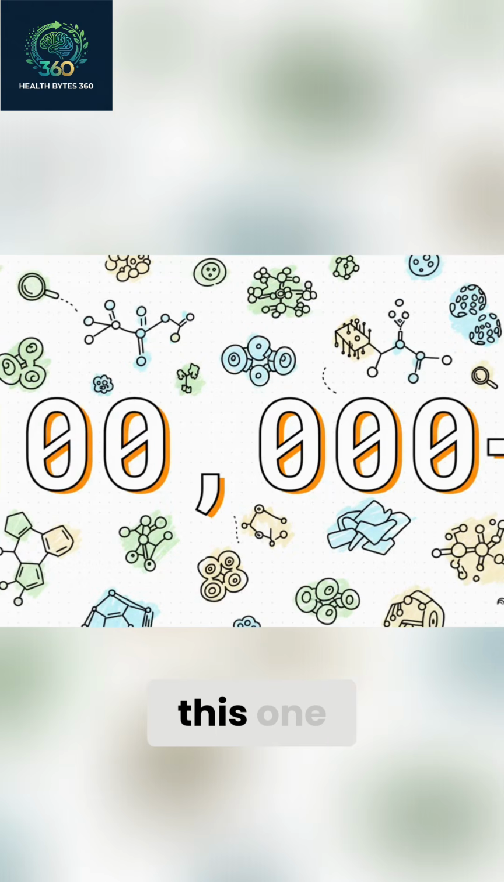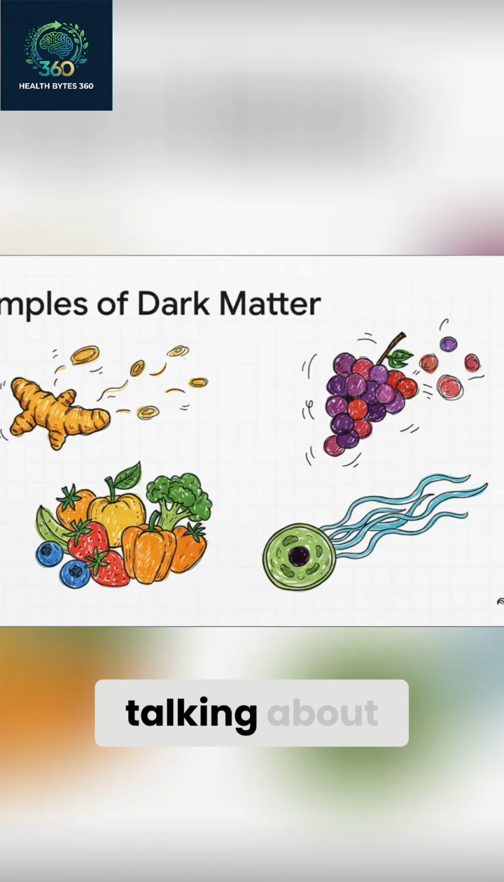Remember that number, 150? Well, compare it to this. It's estimated that there are over 100,000 of these other bioactive compounds in our food. 100,000. The gap between what we measure and what's actually there is just enormous. So, what are we talking about here exactly?